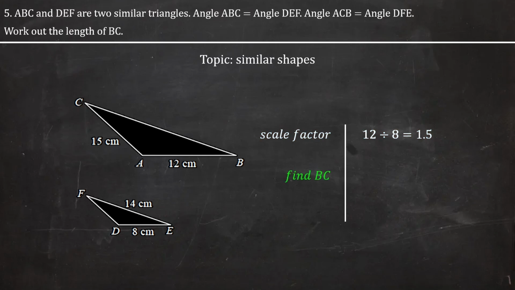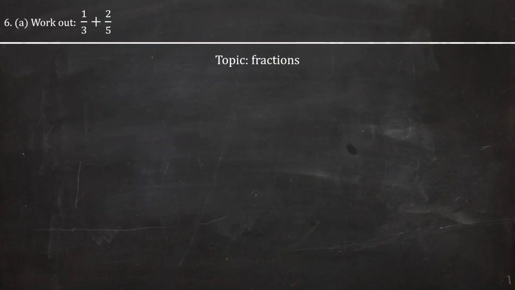Then to find BC, BC is in the larger shape, so we're going to multiply. So the corresponding side is FE, so we're going to do BC is equal to FE, which is 14 times 1.5. Timesing by 1.5, you just half it and add to the original, so it's going to be 21 centimeters.